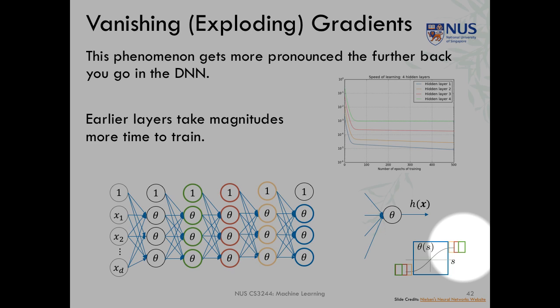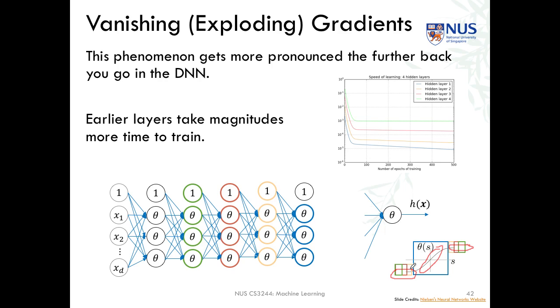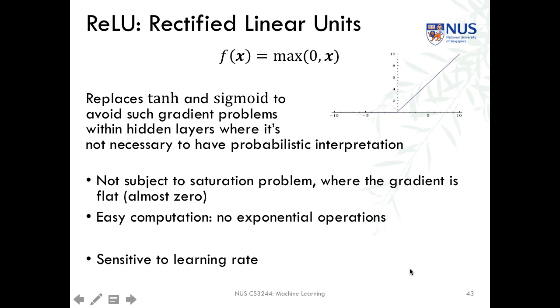So when you backpropagate, you're getting farther away from this useful part in the middle where it has this sort of linear activation to this part here where it's pretty flat. And because the gradient is non-zero but very flat, it takes many, many iterations to figure out what's going on. So to solve this, people have been thinking of changing the activation function, the non-linearity.